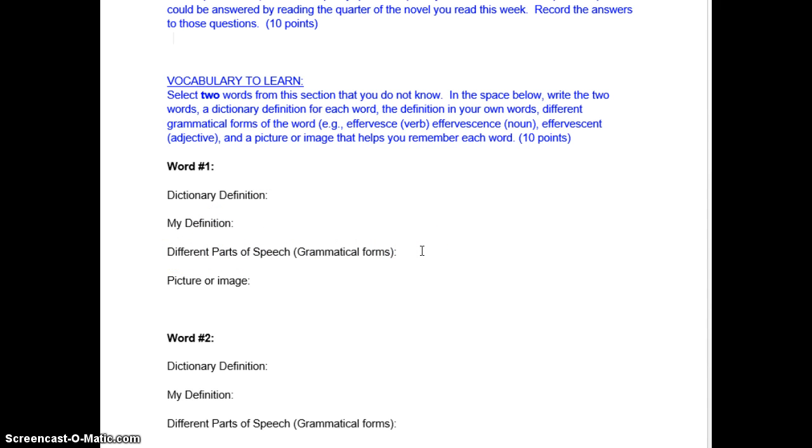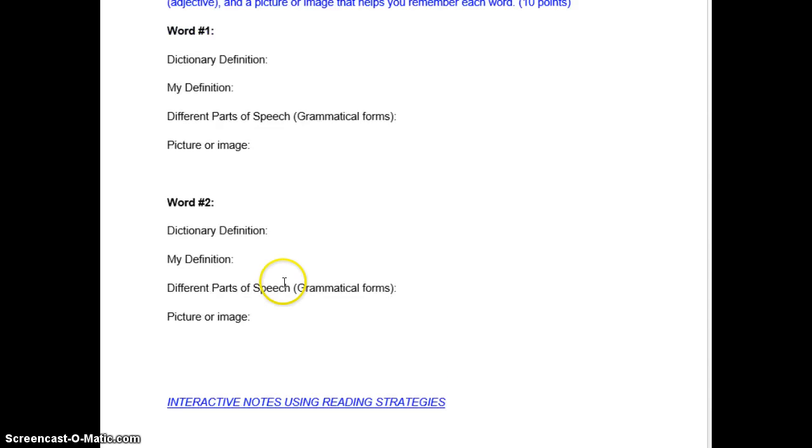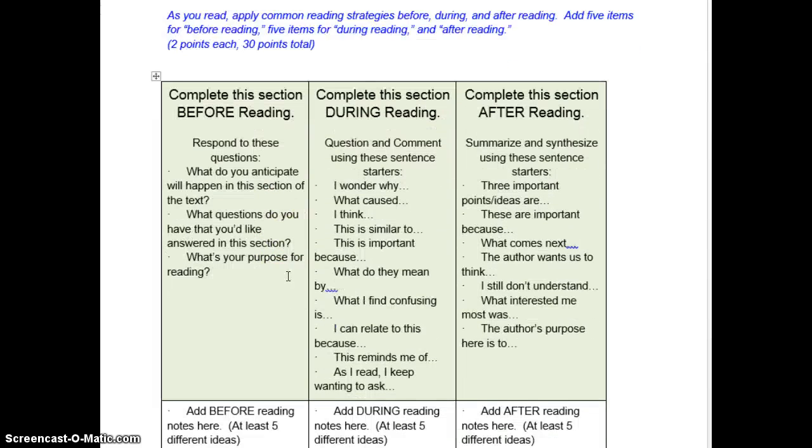This would be like if you had the word analyze, you'd know that the noun is analysis, or analytical would be the adjective. They're different forms of the same concept. And the last thing is to make a picture or an image. And just to do that for 2 different words that you find in the text. This picture or image, just to clarify that, is an image or picture that will help you to remember the definition of this word.